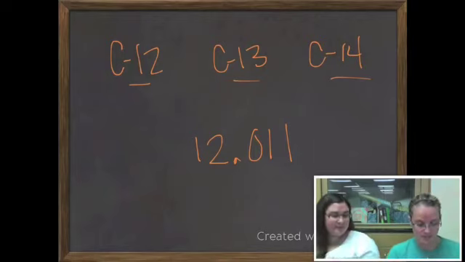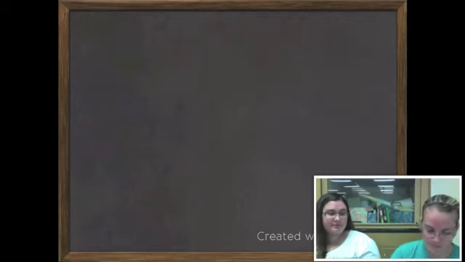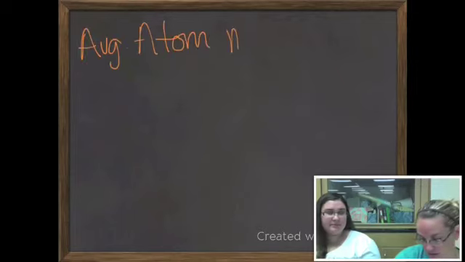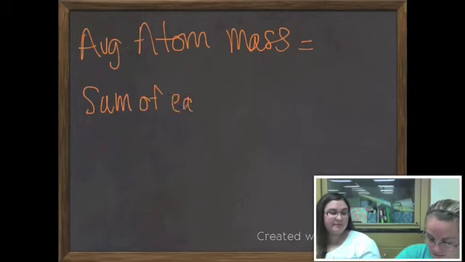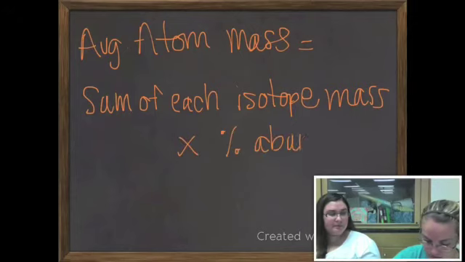Exactly. All right. So, we want to actually have an equation because we don't have a mass spectrometer to filter out this kind of stuff. And our equation for our average atomic mass is going to be equal to the sum of each isotope mass times its percent abundance.